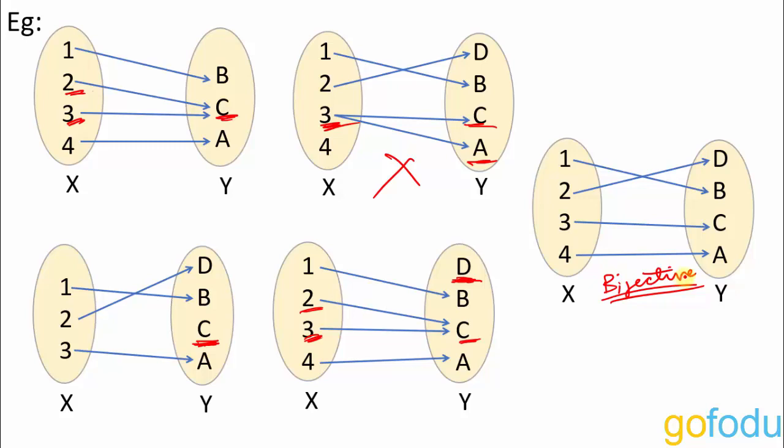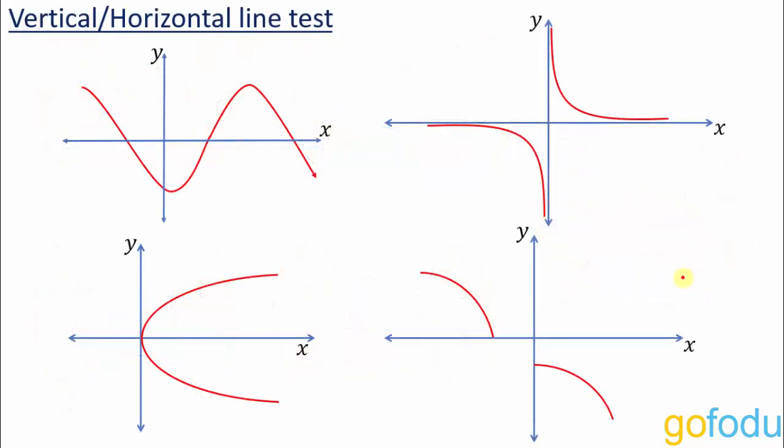Moving on to the last concept of this video. Can we tell from a graph if it represents a function or not? So we have 4 graphs and we have to tell if each of these represent a function or not. Well, draw vertical lines like this. If there are no vertical lines which intersect the graph at more than one point, then the given relation is a function. See, each vertical line is cutting the graph at only one point.